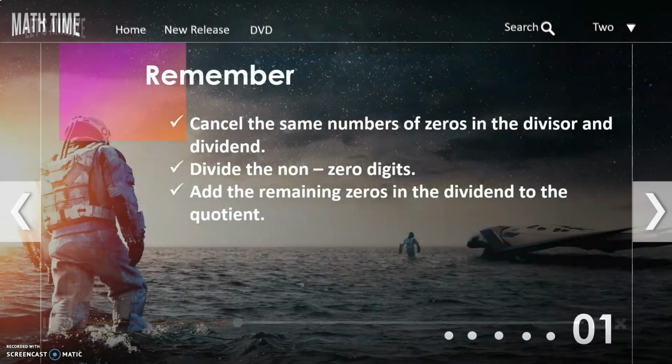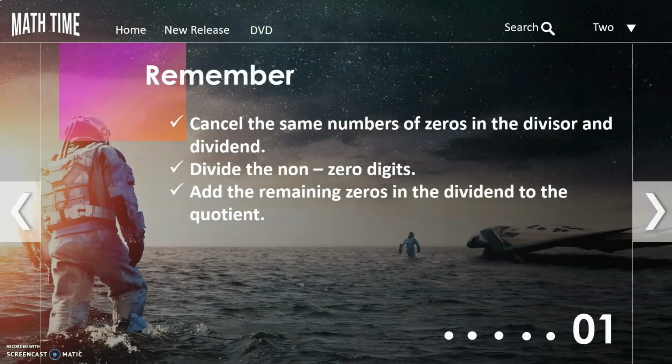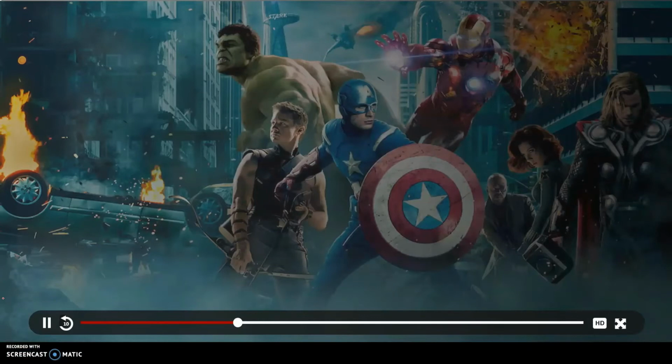But first, always remember that in dividing numbers with multiples of 10, 100, and 1000, we will cancel the same number of zeros in the divisor and dividend. And after we cancel that, we'll divide the non-zero digits. Then, add the remaining zeros in the dividend to the quotient. So let's go back to our equation. Also, we have two ways in dividing numbers with multiples of 10, 100, and 1000.